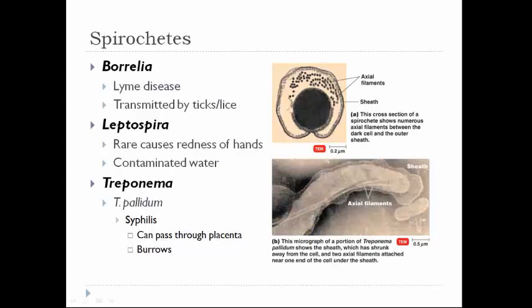Spirochetes are an interesting group because these are the ones that have the axial filaments, so they actually can curlicue into tissues. So we have Lyme disease that's transmitted by ticks and lice. We have a disease, leptospirosis, that causes redness of the hands, and it can come from contaminated water. And then we have syphilis. Syphilis is very scary because it can pass through the placenta. So if you're infected with syphilis, you can pass it to your offspring because it can actually burrow through tissues.